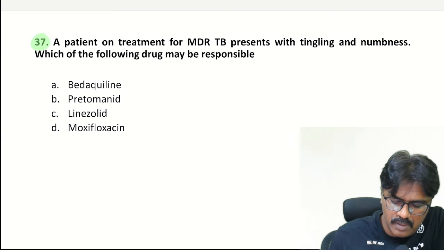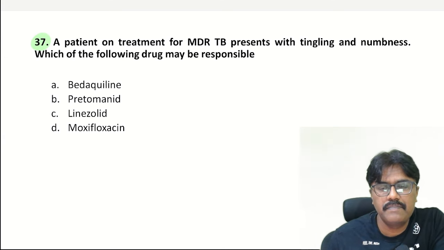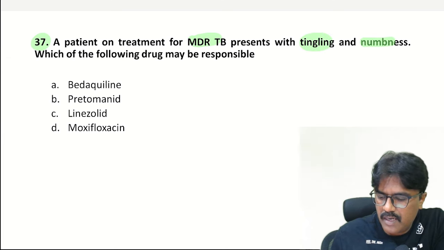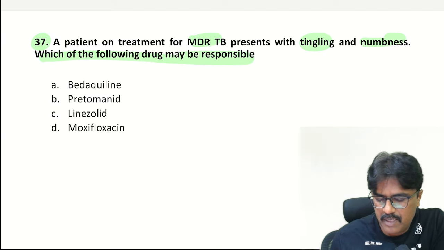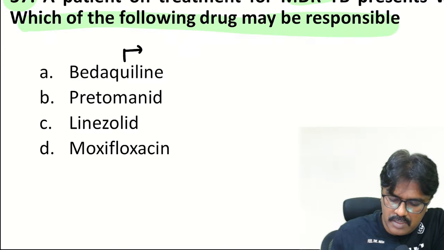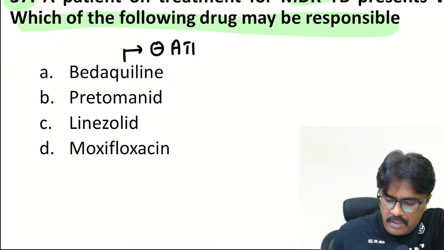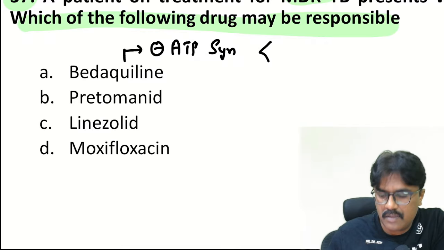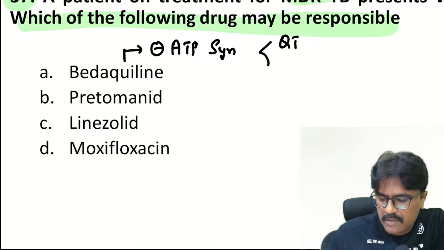Moving on to question number 37. A patient on treatment for MDR TB presents with tingling and numbness. Which of the following may be responsible? Bedaquiline inhibits ATP synthesis in the mycobacterium, and it has 2 adverse effects. It can cause QT prolongation. It can cause hepatotoxicity.